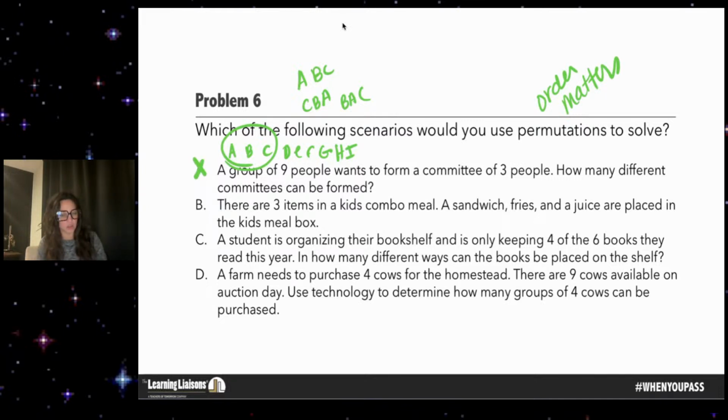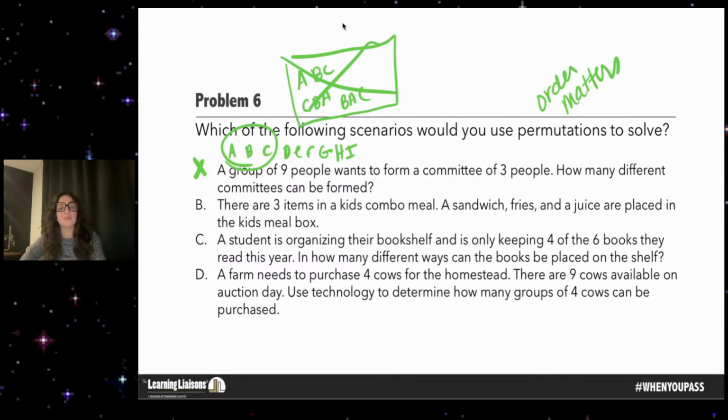And that's what I want you to think about. Permutation is going to have more possibilities than combination, because with a combination, none of these matter. So I don't need to come up with all of those ways. I only need to know that A, B, and C are in a group.